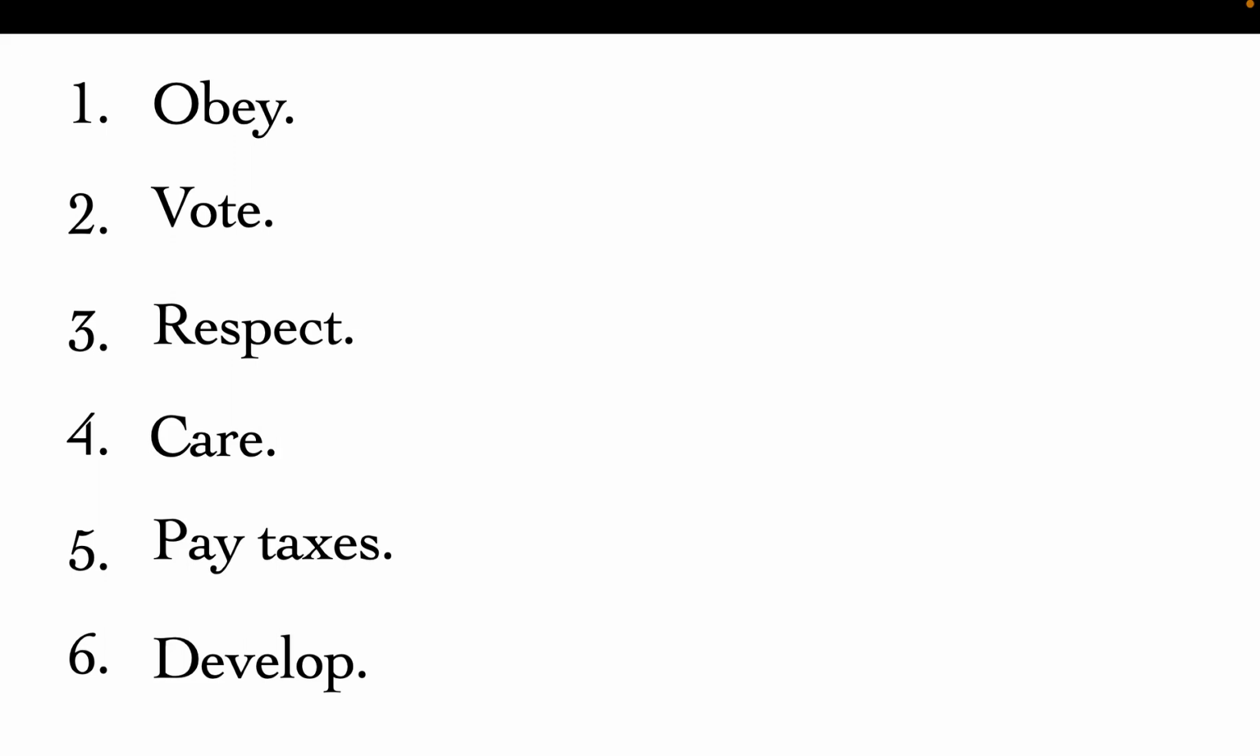Another duty of citizens is to participate in national development. So you participate in national development by working. When you work, you pay taxes. When you buy something from the shop, you pay what? Taxes. That is how you participate in the development.